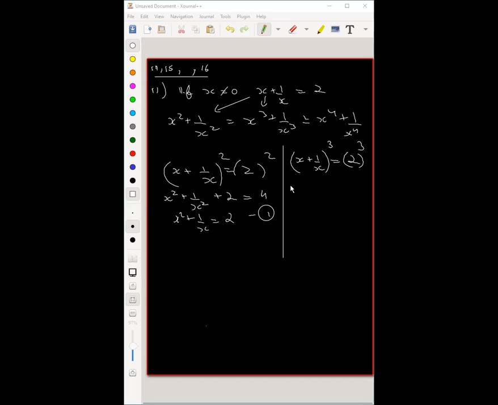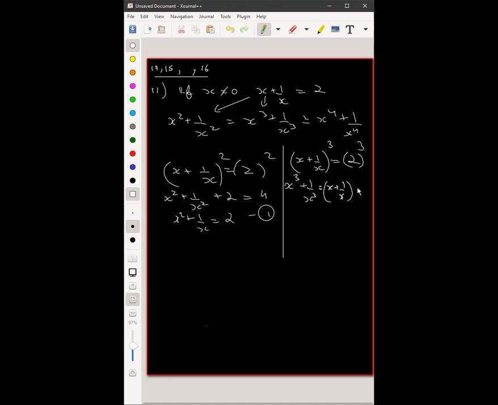It will be x plus 1 upon x, the whole thing raised to 3, minus 3 multiplied by x plus 1 upon x. Right. So x cube plus 1 upon x cube is nothing but x plus 1 upon x the whole thing cube, minus 3 into x plus 1 upon x, right? So what is that equivalent to?